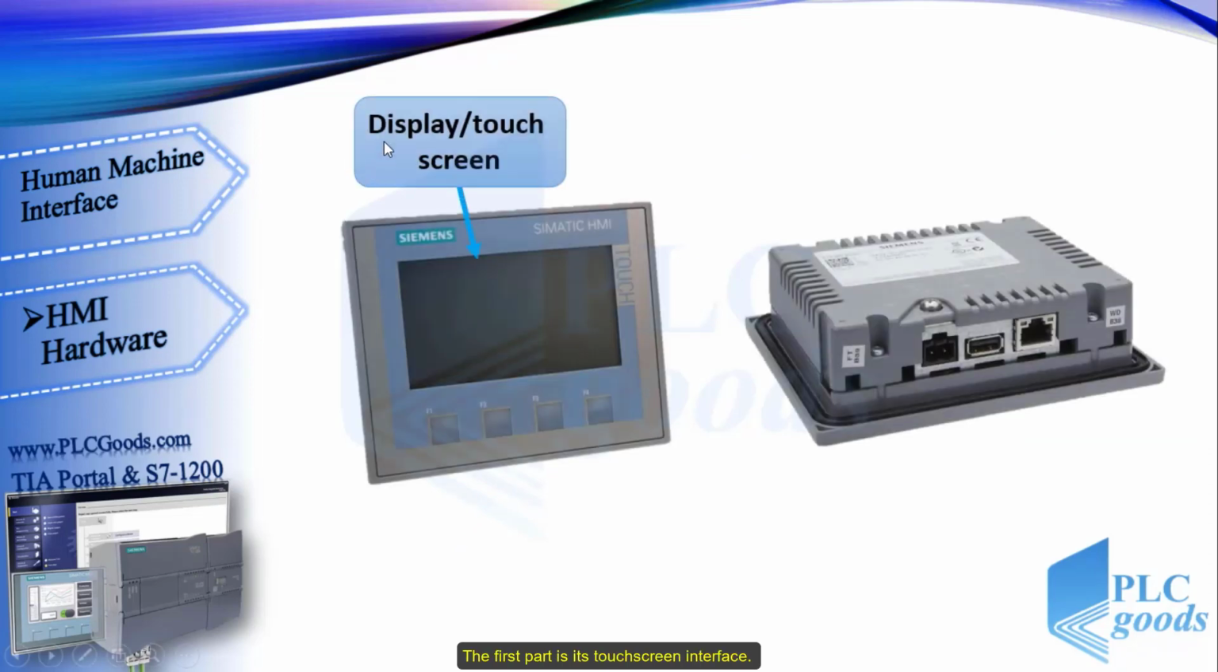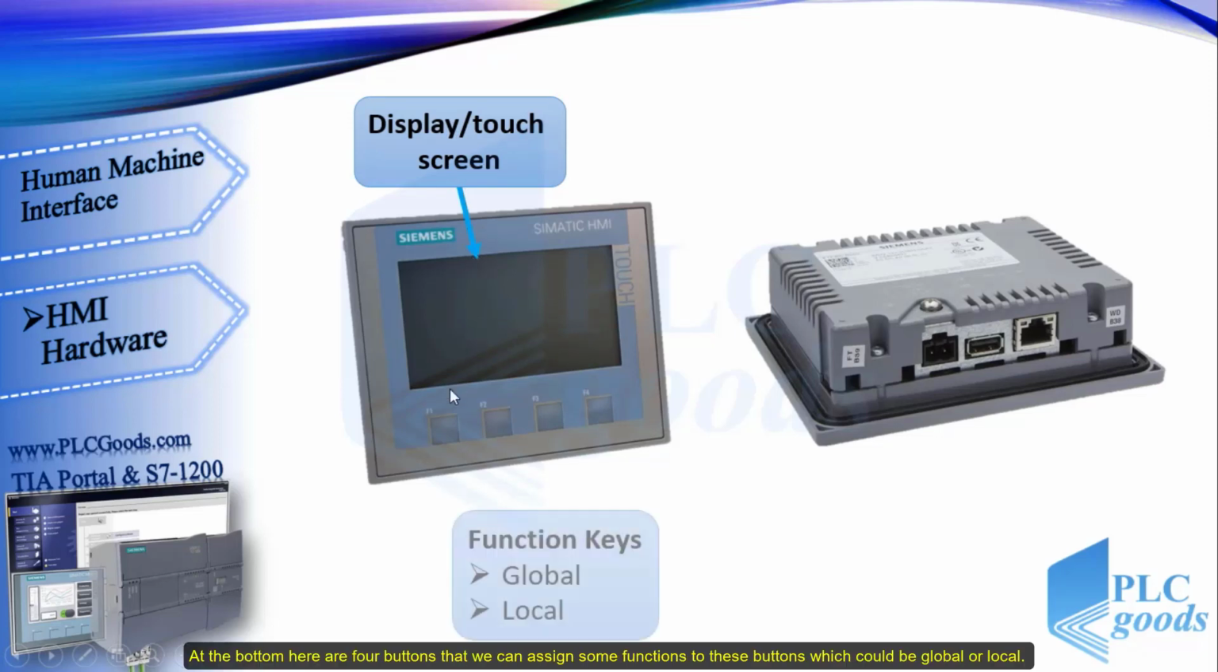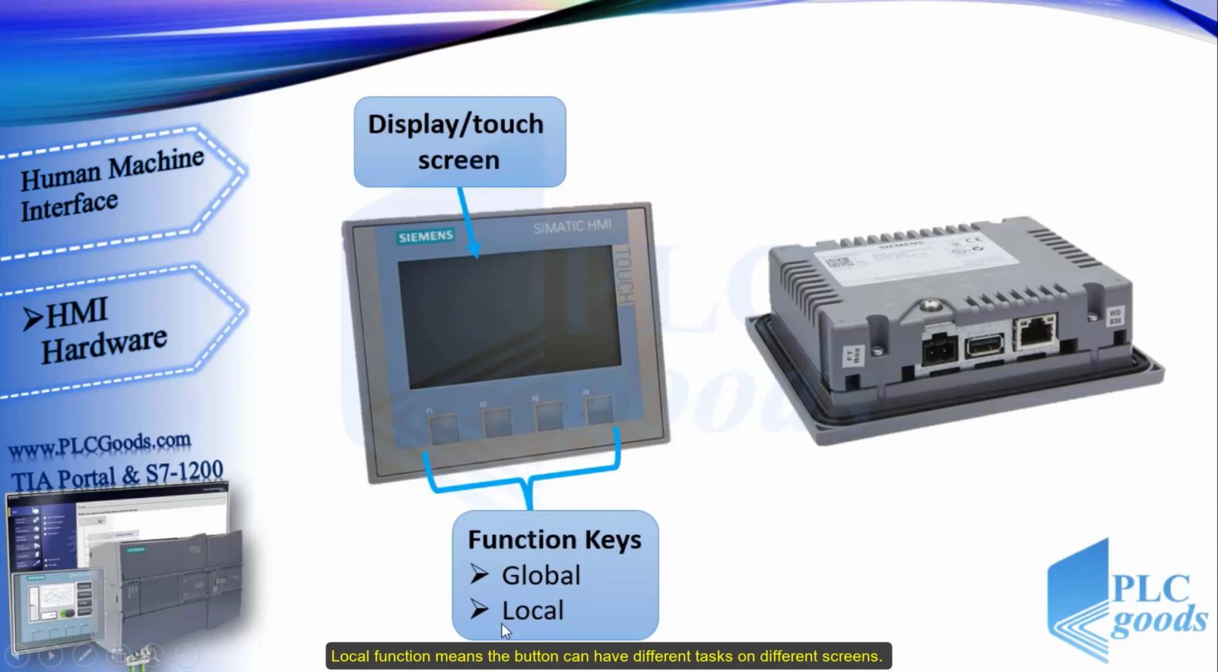The first part is its touchscreen interface. At the bottom, here are 4 buttons that we can use to assign some functions to, which could be global or local. The global function performs the same action throughout the process. It does not matter which screen is open. Local function means the button can have different tasks on different screens.